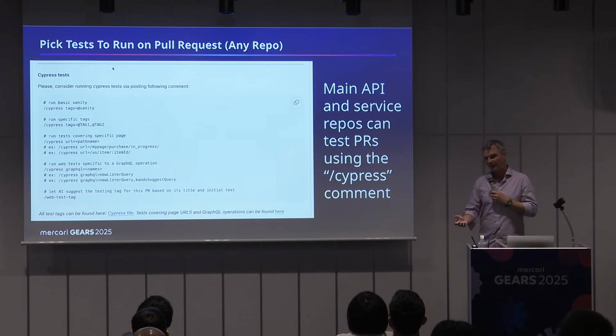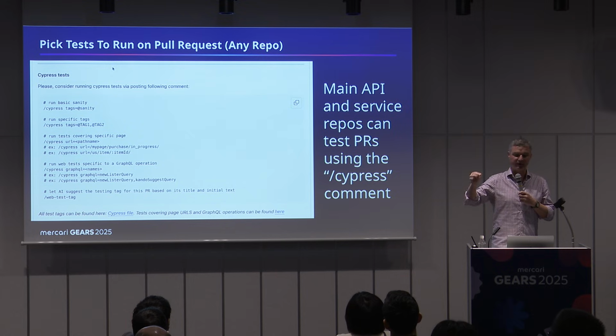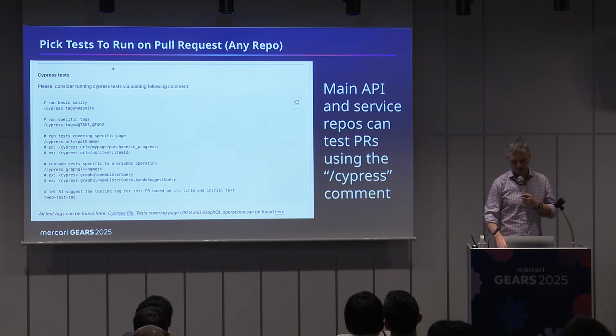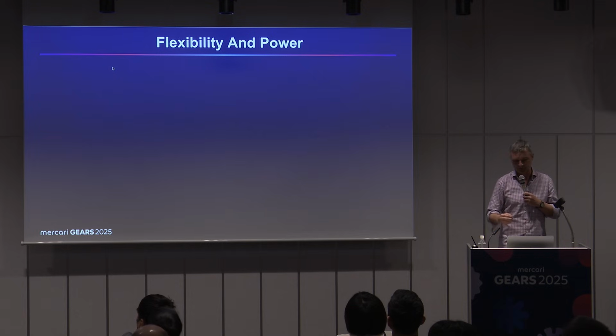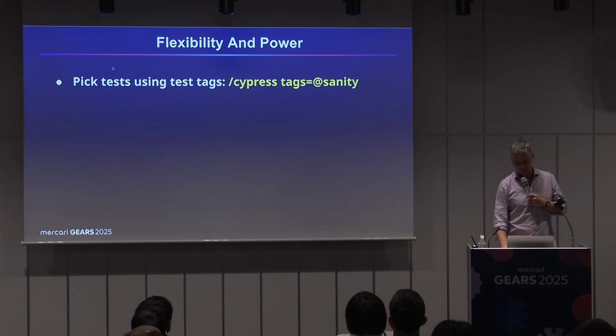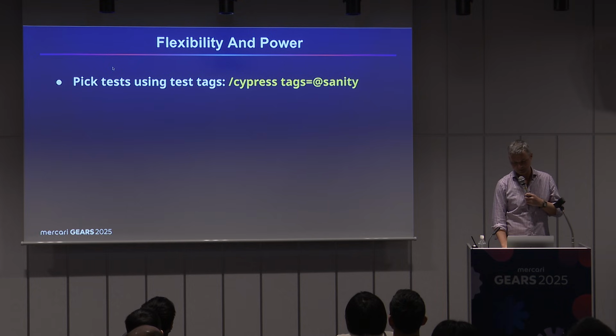In our repos, we're not only front end, but back end and microservice APIs. We also comment automatically, and we allow backend developers to run end-to-end tests against their PRs. And again, we post a helpful comment right away. For us, it's all about not running all the tests, but giving you flexibility to run the tests that you need. So like I said, you can select tests using test tags.